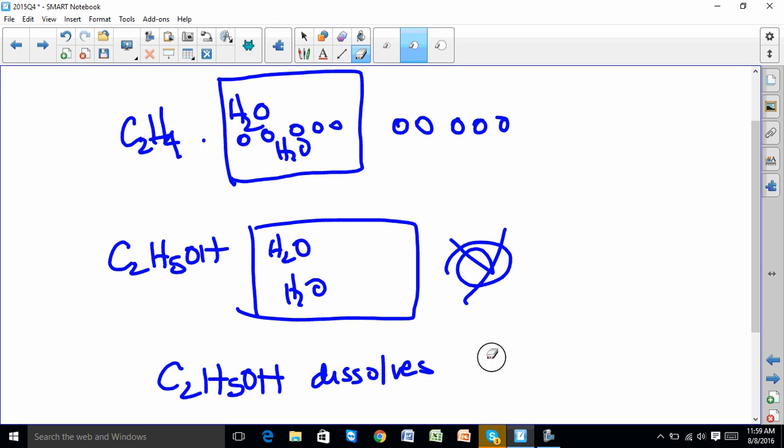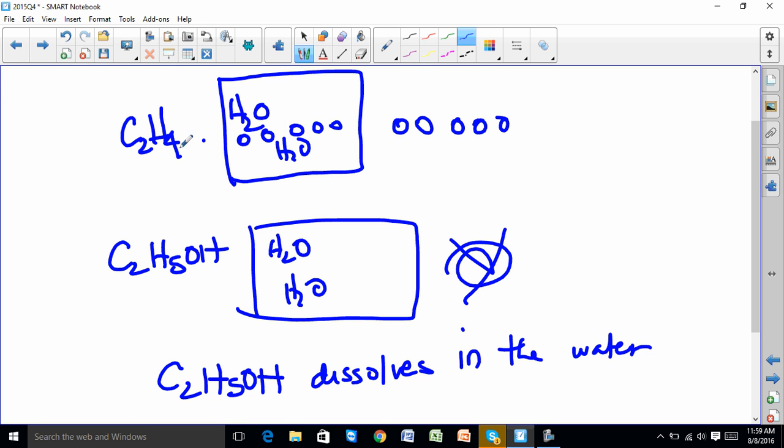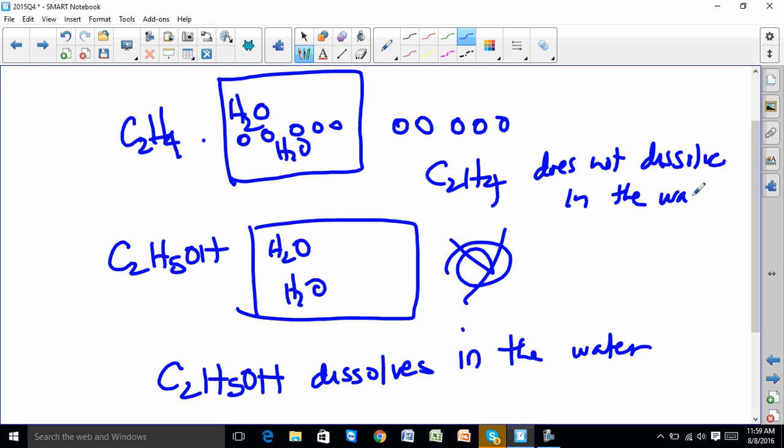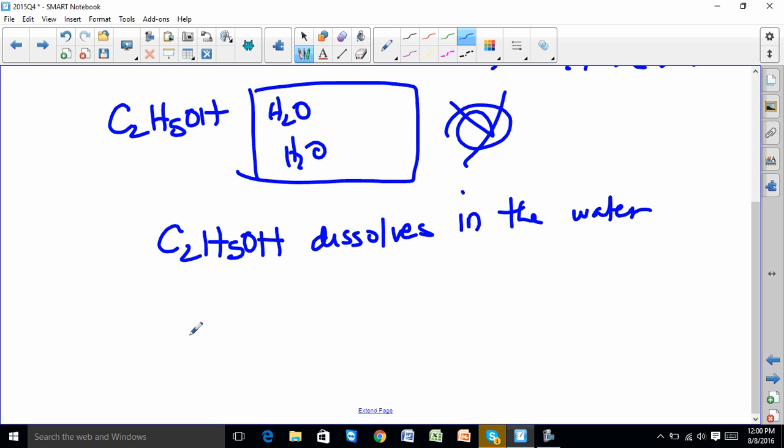Well, if the gas dissolves in the water, it's not going to bubble out the other side. So the ethanol dissolves in the water. But the C2H4 does not dissolve in the water. And so the question they're really asking you is, why does C2H4, which they call ethene, not dissolve in the water? And again, I'm going to say it: like dissolves like. I'm going to keep saying that.